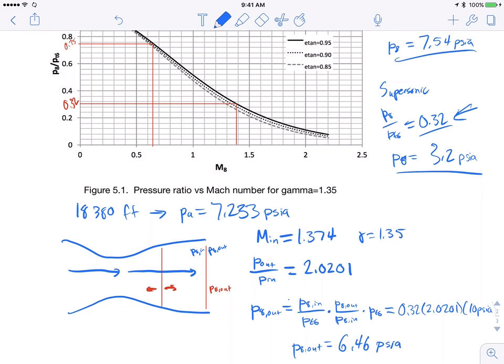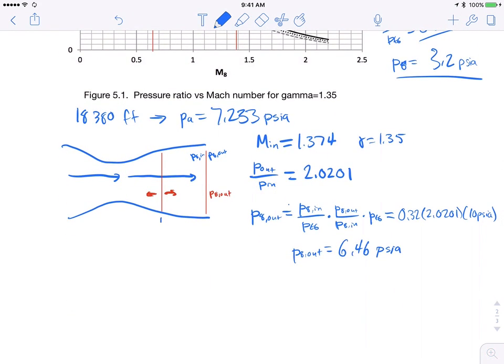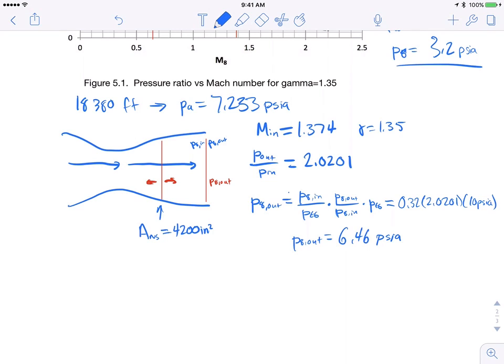So for our problem, we're going to guess the area where this shock wave occurs. We know that the throat is 4,000, the exit is 4,500, so we're just going to guess a cross-sectional area there, 4,200 square inches. And so once again, our area of our guess over the throat area is going to be equal to 4,200 square inches over 4,000 square inches, which is going to give us 1.05.